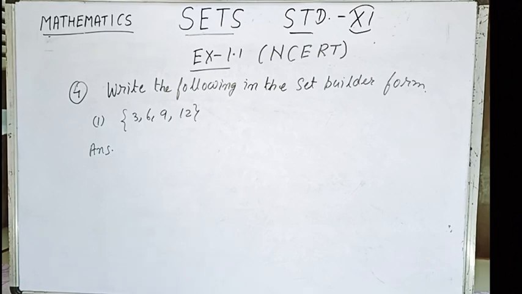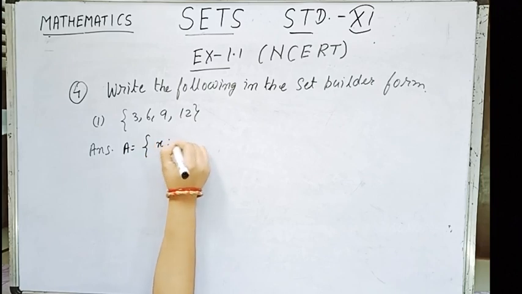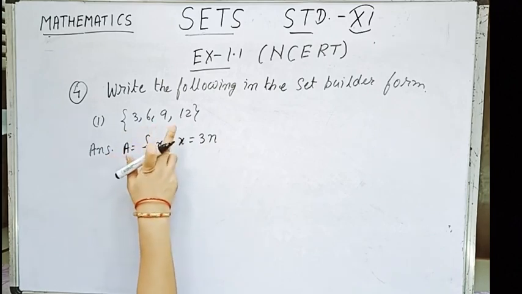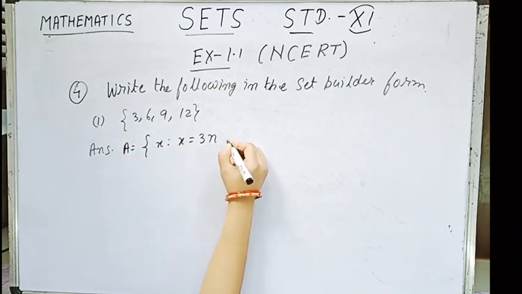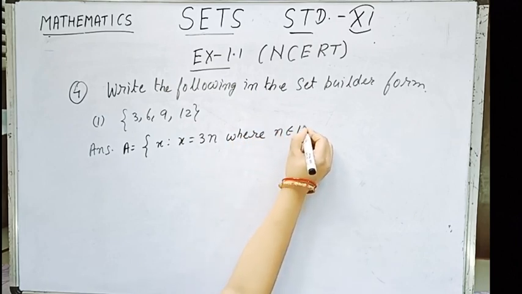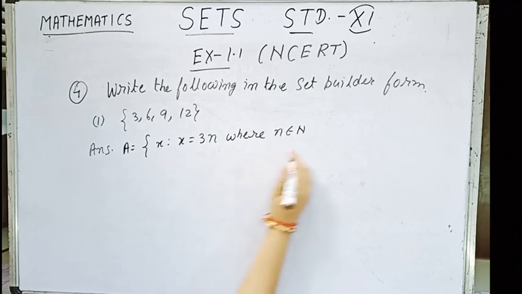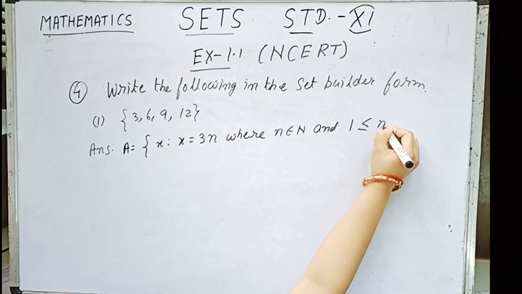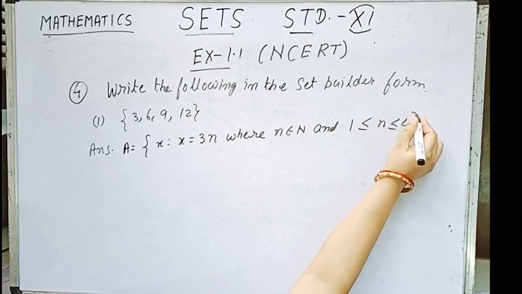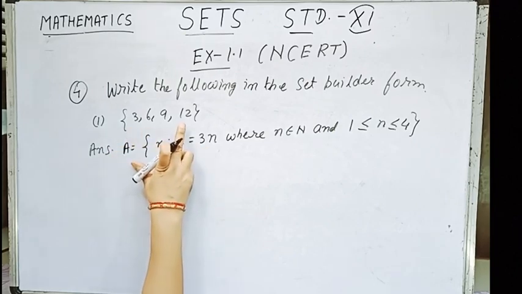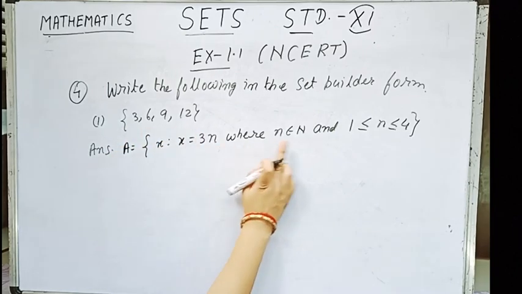So we can write this as, let us name it A equals to {x such that x equals thrice of n}. You can see over here all are multiples of 3. Thrice of n, where n belongs to capital N and 1 is less than or equal to n, which is less than or equal to 4. I think you understand. Over here x equals 3n, all are multiples of 3.